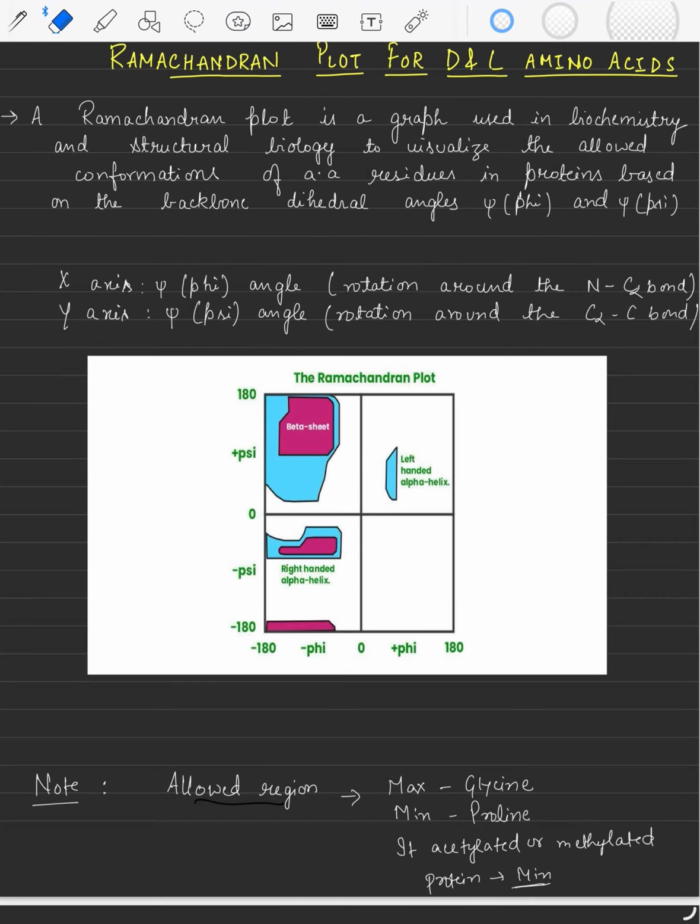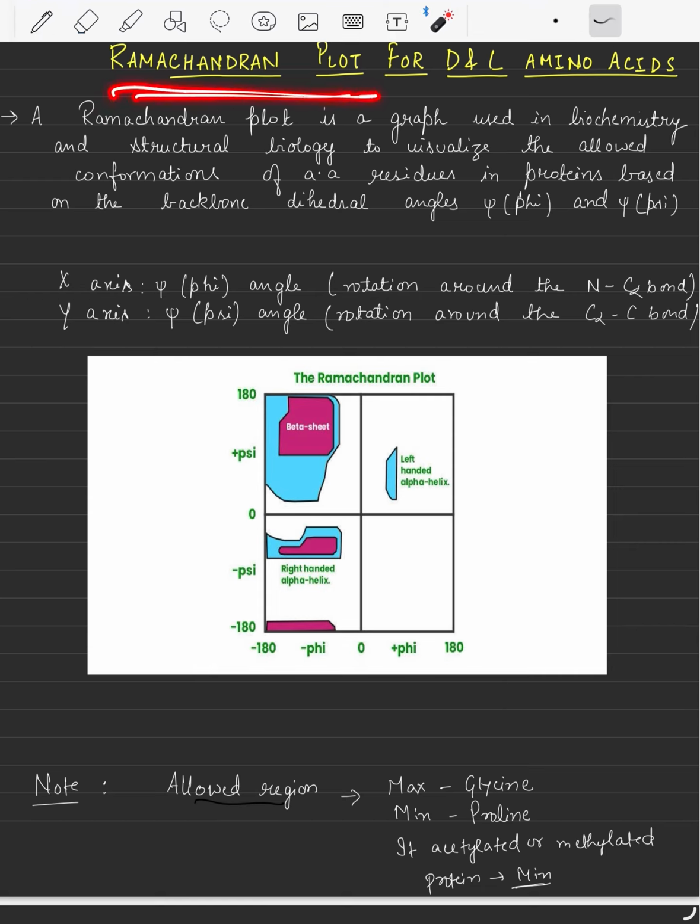So today we are going to see a very important topic, that is the Ramachandran plot from biochemistry. This plot varies for the D chiral and the L chiral amino acid. I will let you know. So yes, of course we are saying plot. Surely this is a graphical representation used in biochemistry as well as structural biology. And for what purpose is it plotted?